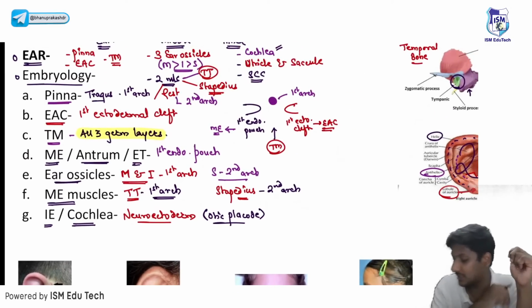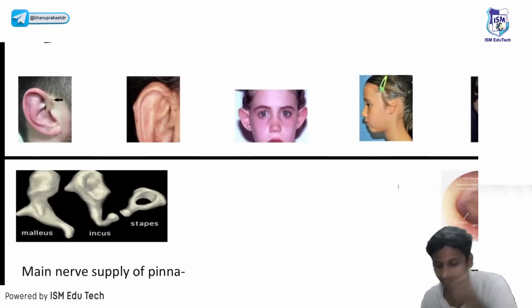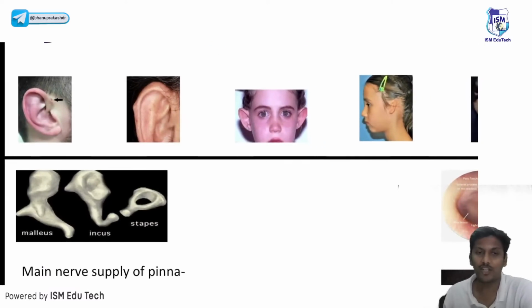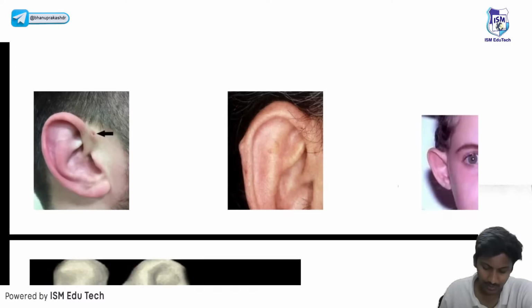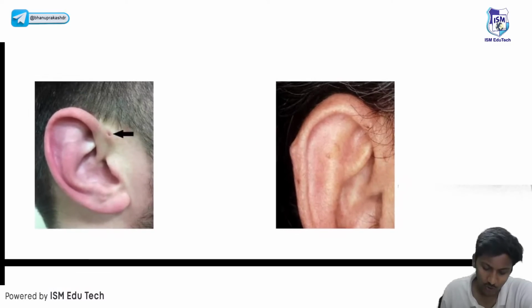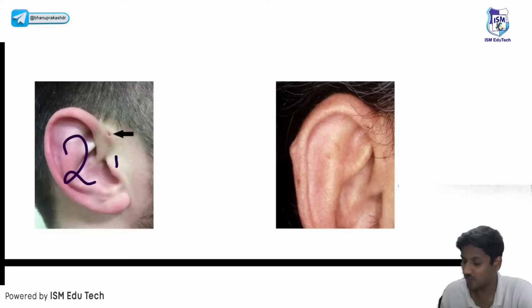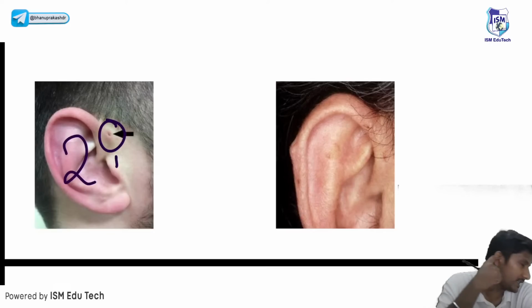Please remember this. Now let's talk about some congenital anomalies. So this first one that you can see over here. As I've told you, the tragus of the pinna develops from the first pharyngeal arc, whereas the rest of the pinna develops from the second pharyngeal arc. This is the site where the first and the second pharyngeal arc will meet.